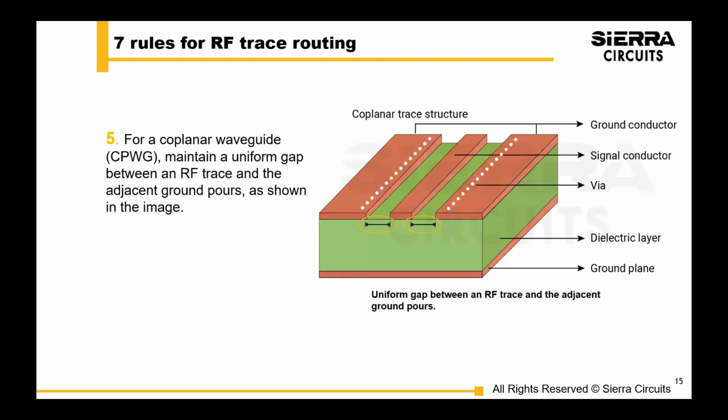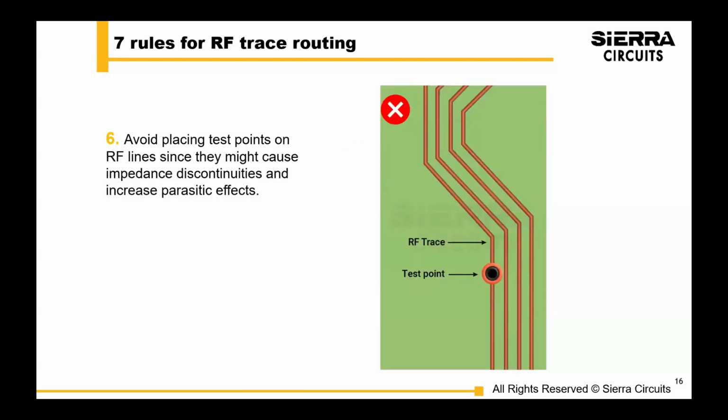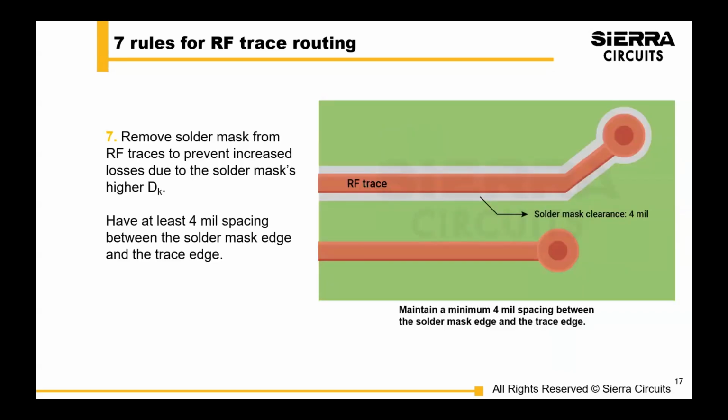And for coplanar waveguides, maintain a uniform gap between the RF trace and the adjacent ground pours. Avoid placing test points on the RF lines since they might cause impedance discontinuities and increase your parasitic effects. And you can remove your solder mask. You don't need your solder mask, so you can remove the solder mask from an RF track.